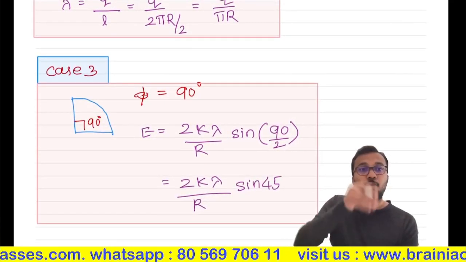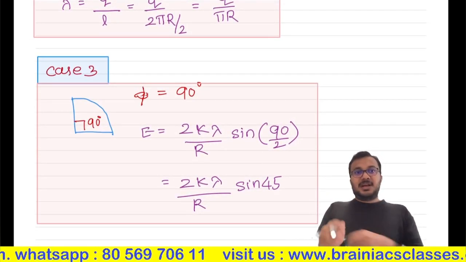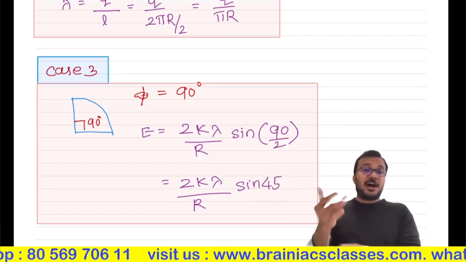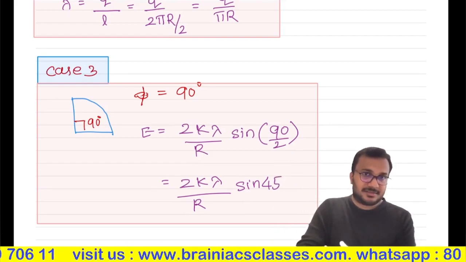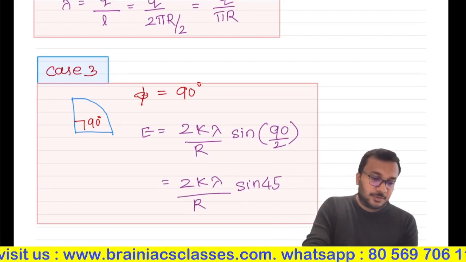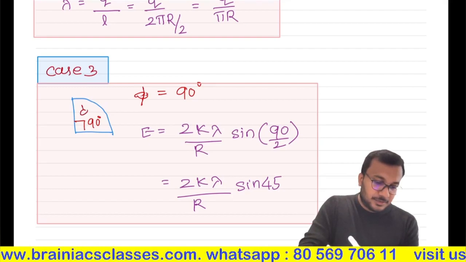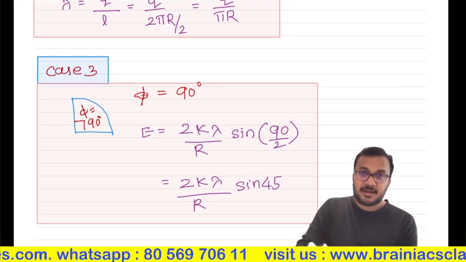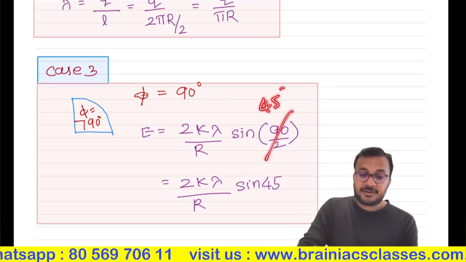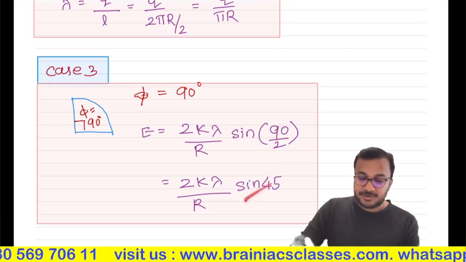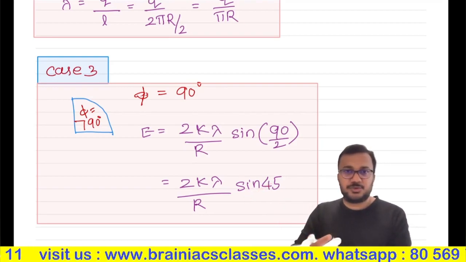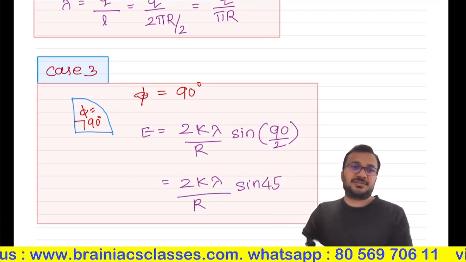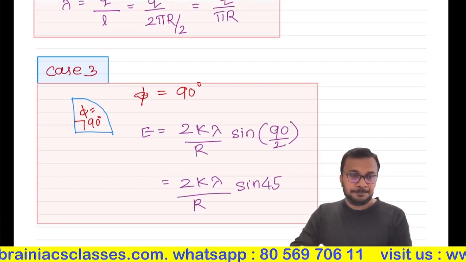Case 3, you have a quarter circle. It is just half of the half circle, which means a quarter circle. Phi equals 90 degrees. If phi equals 90 degrees, 2k lambda by r into sine 90 by 2 means sine 45 degrees will come. What is the value of sine 45? 1 by root 2. You can substitute and find the answer, but I have just written it like this. So this is case 3.